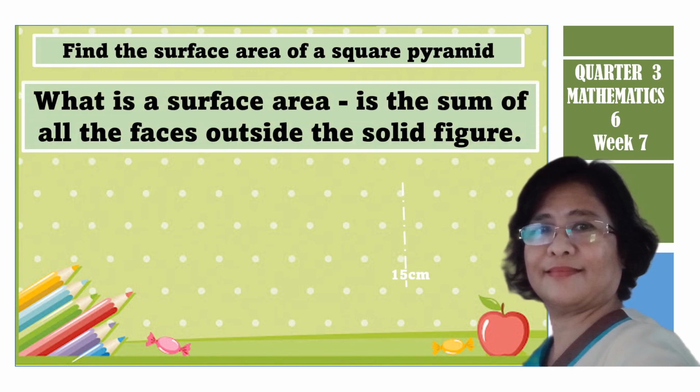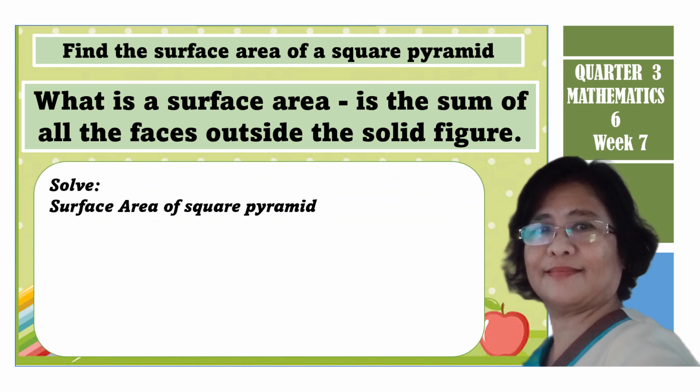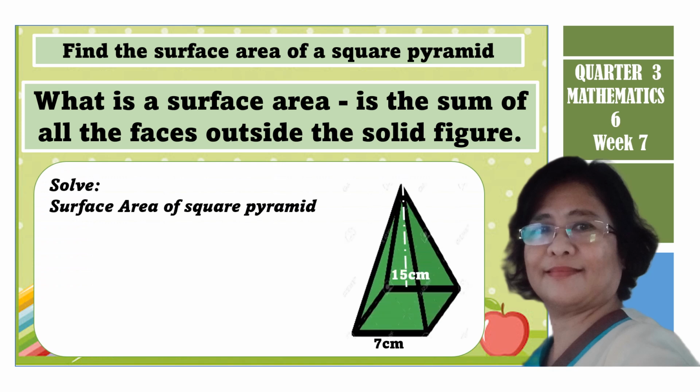Let us solve for the surface area of the square pyramid. Based on the given, we have 4 triangles and a square. The formula for a triangle is base times height divided by 2. And then we have 4 triangles. That's why our formula for the triangles is base times height divided by 2 times 4, plus the area for the square, which is side squared. We only have 1 square.